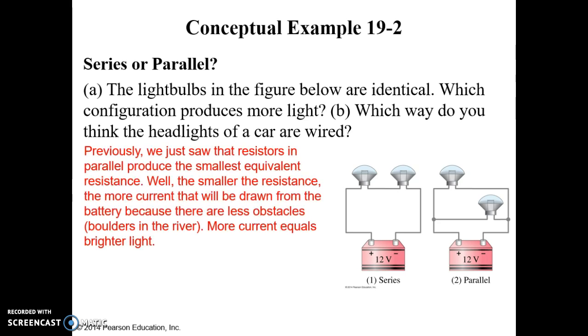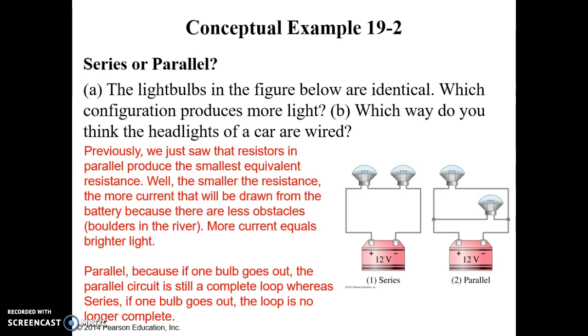Now previously we just saw that resistors in parallel will produce the smallest equivalent resistance. Well, the smaller the resistance, the more current that will be drawn out from the battery because there are fewer obstacles or boulders in the river. So more current equals a brighter light.